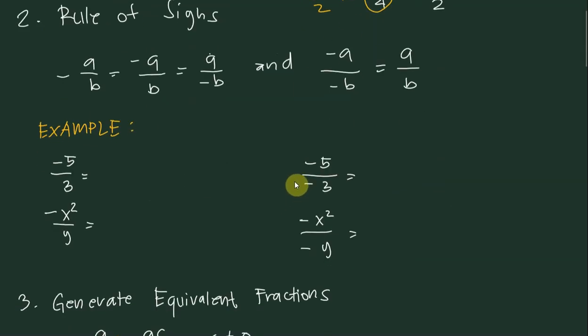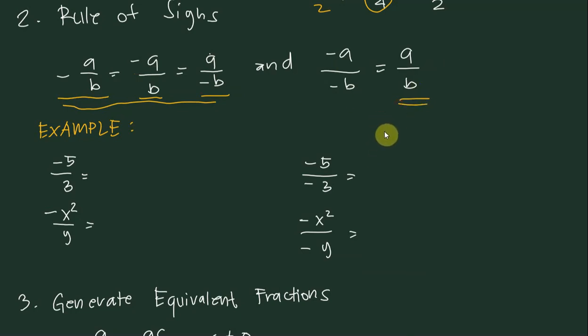The next one, rule of signs. In this part, the whole of A over B is negated by the negative sign. In this part, only the numerator is negated, and for this part, A over negative B, the denominator is negated. So this will all result in the same value. And if both the numerator and denominator are negated, it will result in a positive value, A over B.